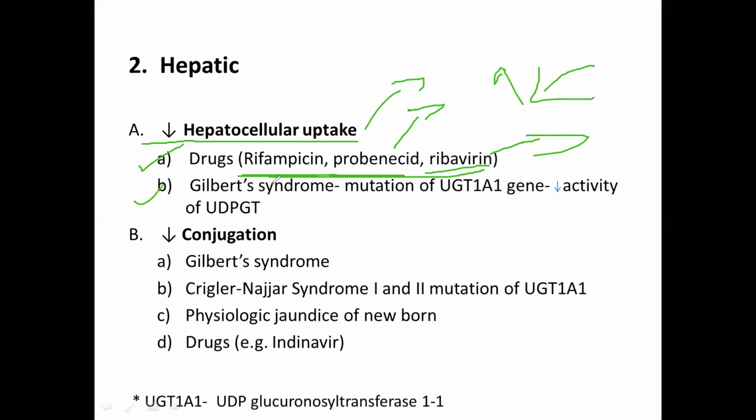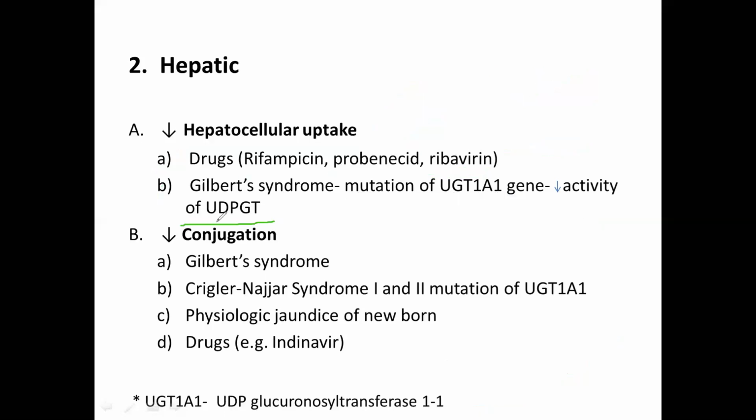The next condition is Gilbert syndrome, which is a genetic disorder which usually occurs because of mutation of the UGT1A1 gene. The long form of this UGT1 gene I have mentioned below. So Gilbert syndrome occurs because of mutation of this gene. Why? Because this gene is usually involved in the activity of UDPGT. What is meant by UDPGT? That we have already seen in the metabolism of bilirubin. This UDPGT is an enzyme which is responsible for conjugation of bilirubin.